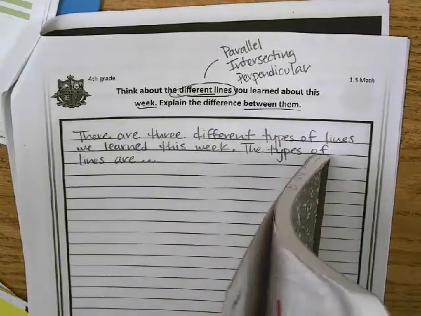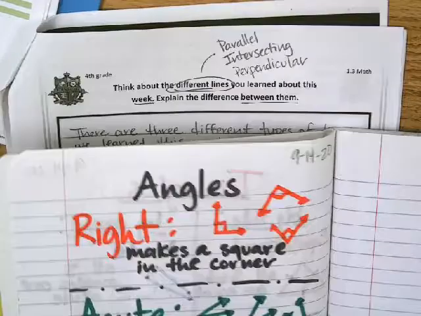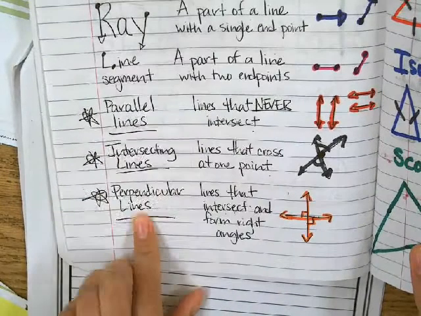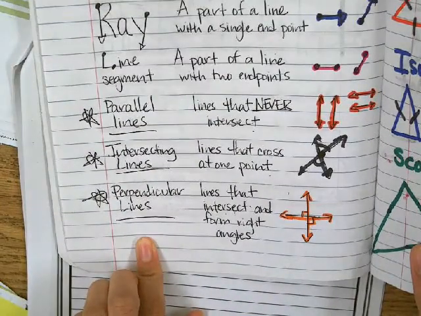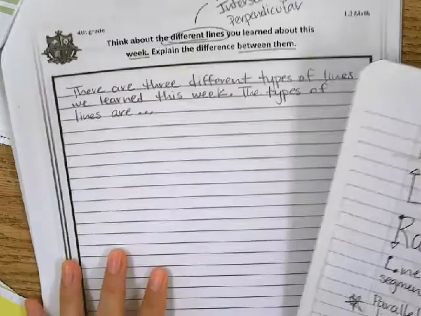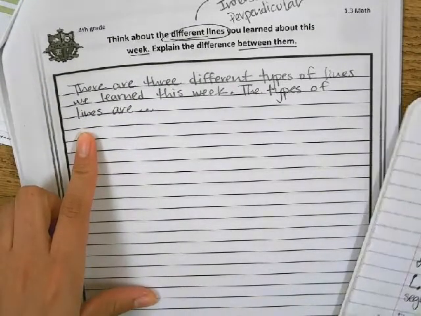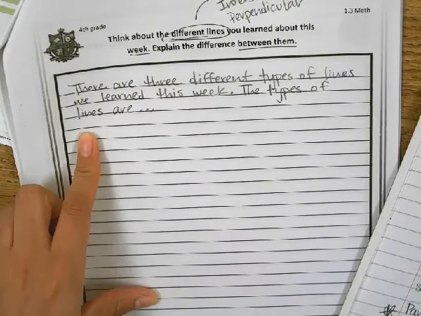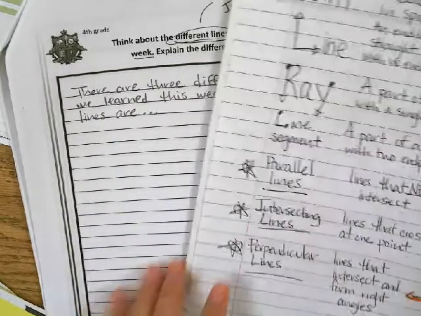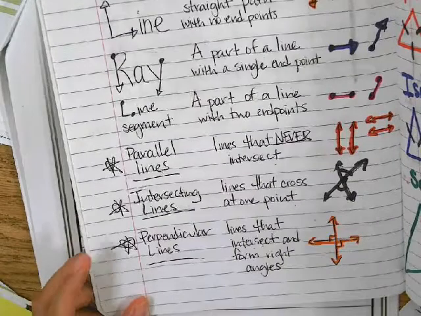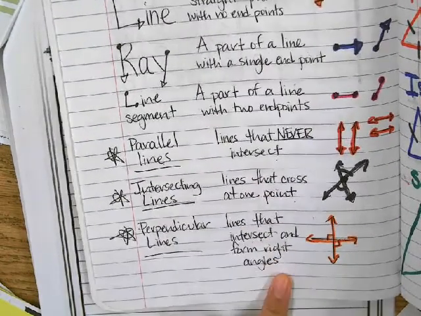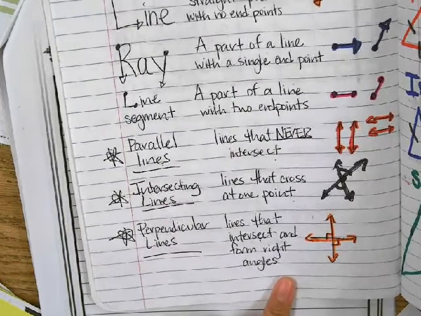So if we go to our math journal and we go to our lines vocabulary, we have the 3 types of lines here: parallel, intersecting, and perpendicular. So I went ahead and started it off again. There are 3 different types of lines we learned this week. The types of lines are, and you would go ahead and list them and then explain the differences between them, which is what we have here.